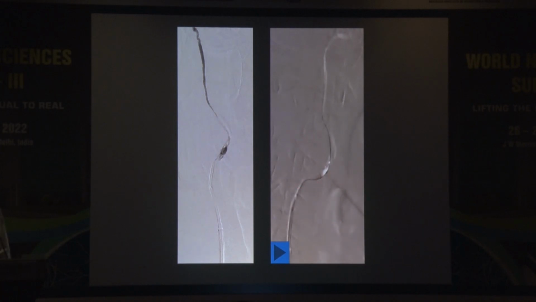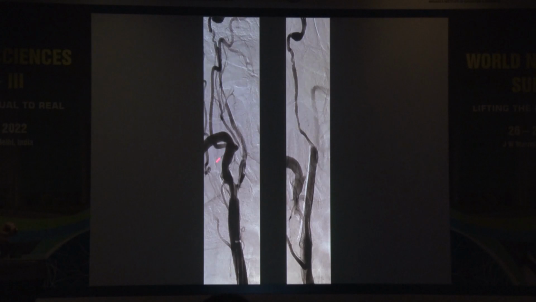So it takes a while to get used to finding the true lumen, because your wire will get stuck at multiple places, and just by the feel of your hand you know that you have crossed into it, and then you start dilating and putting stents into them.